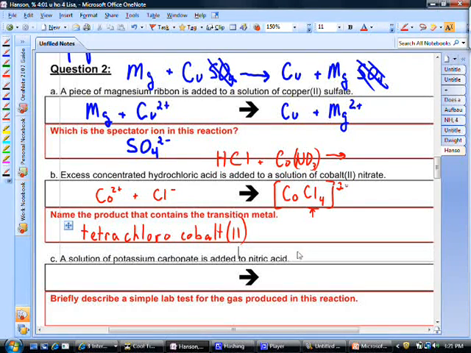So that kind of problem is a little less common on the AP test. If you're not familiar with it, you can look it over, but I'm not going to tell you that those complex ions won't be on the test. So let's move on to C. C you're probably going to find is a little bit easier.